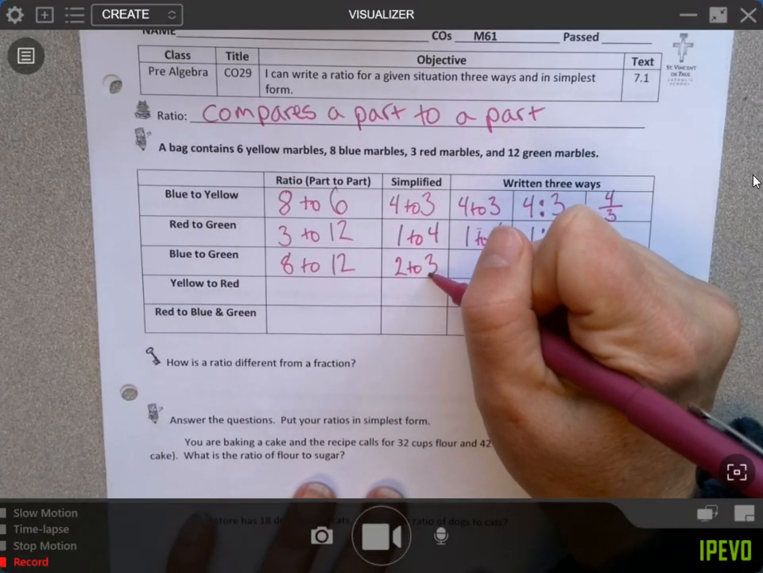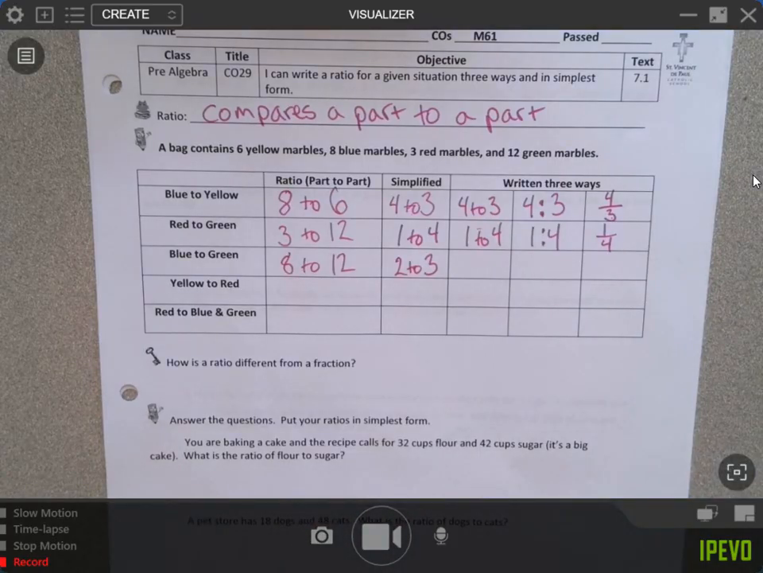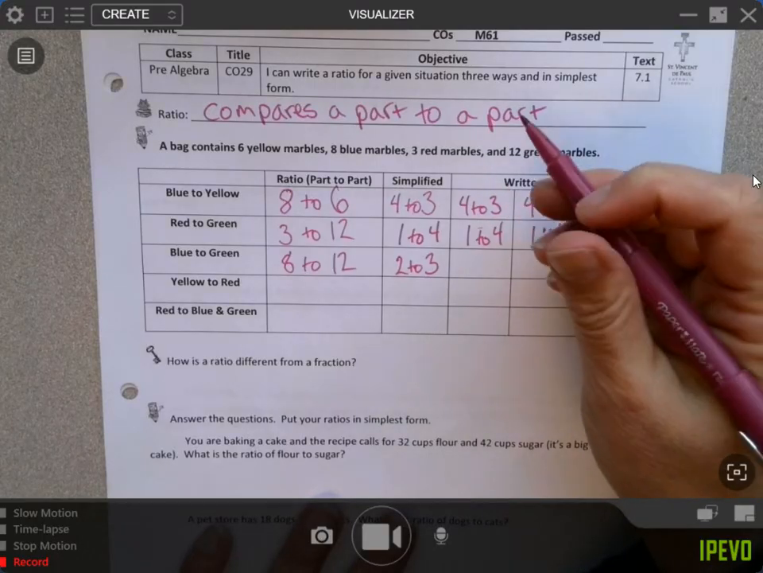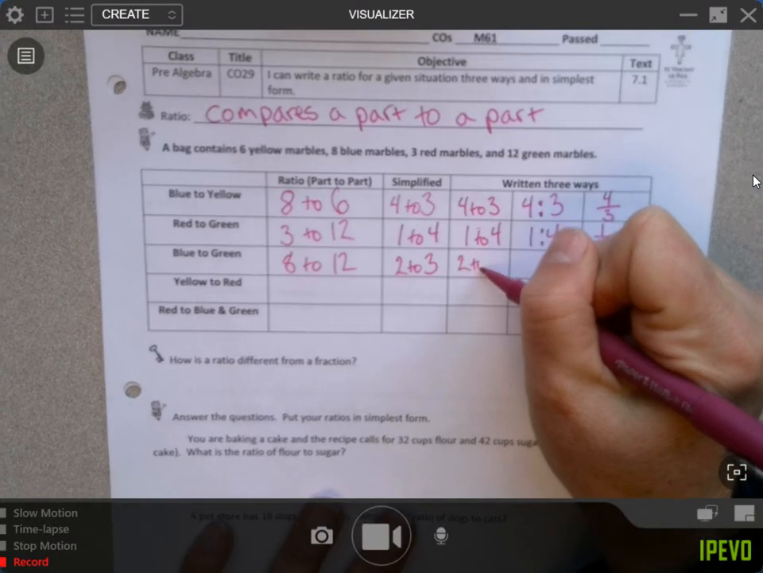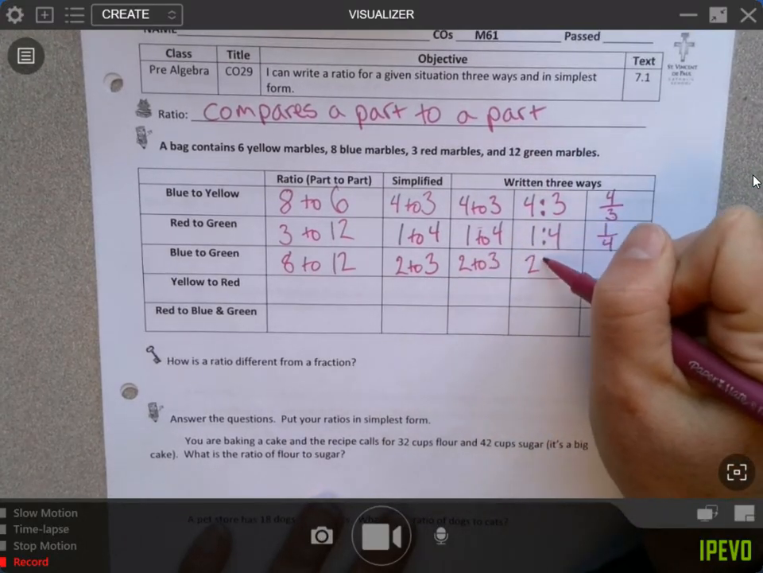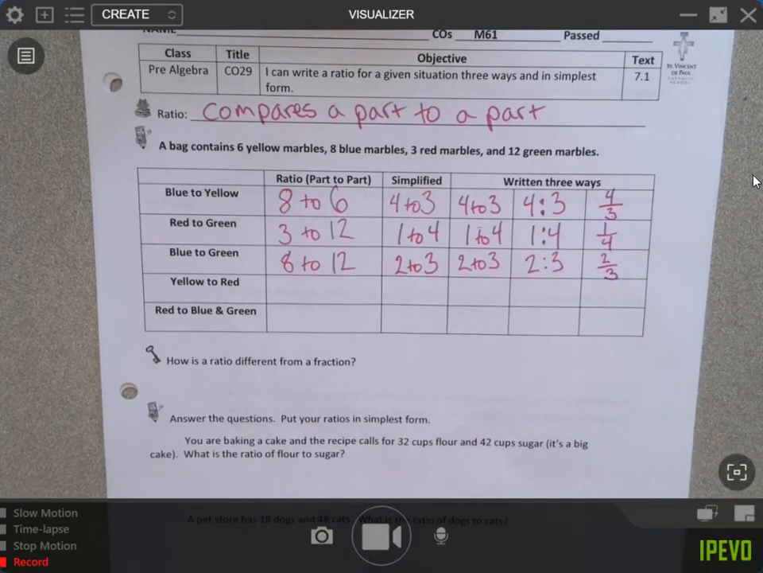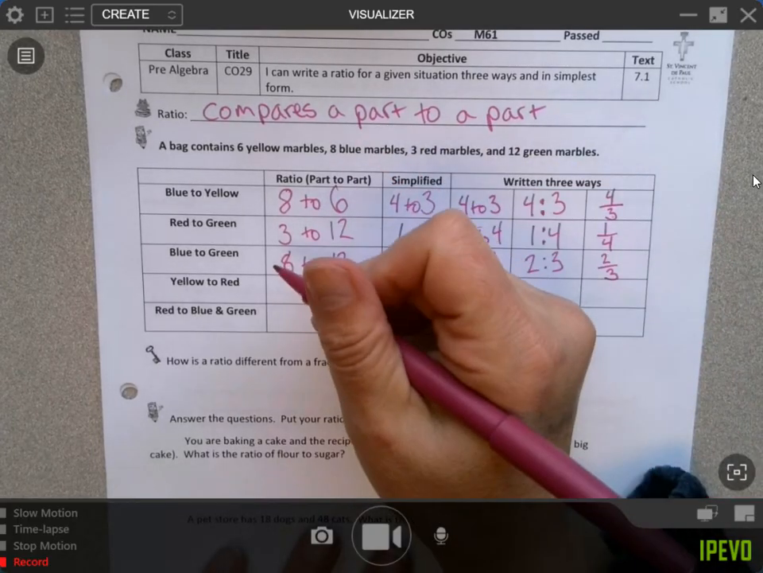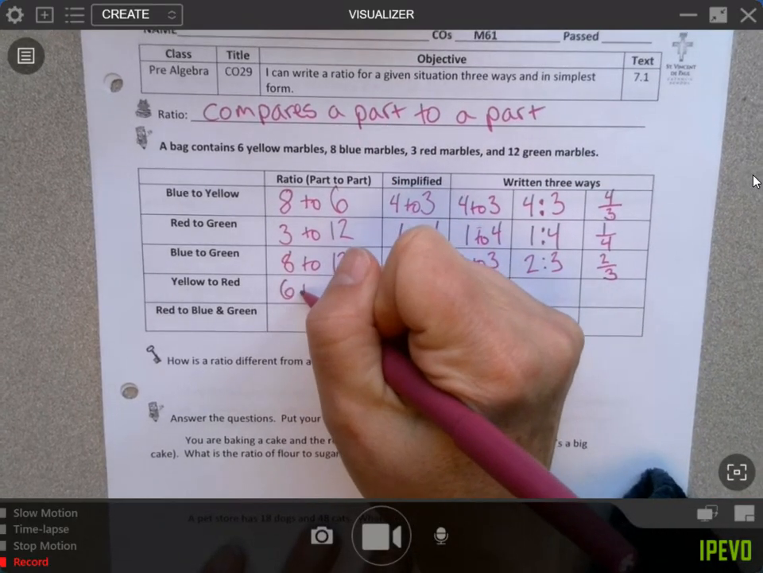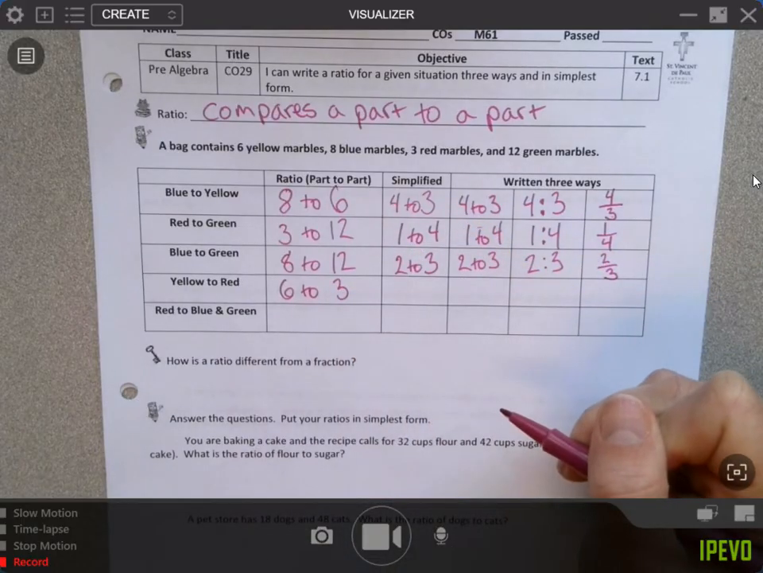If I divide a 4 out of both sides, that brings me down to 2 to 3. Now I have to write it my 3 ways, with the word 2, with my colon, and with my fraction bar. What would yellow to red look like? Eleanor. 6 to 3. What would that be simplified?